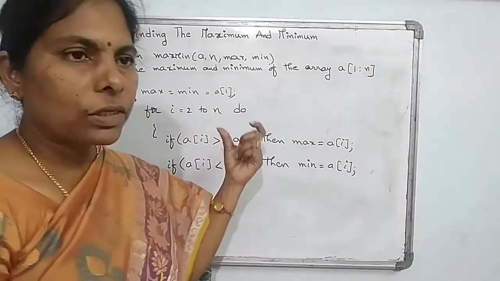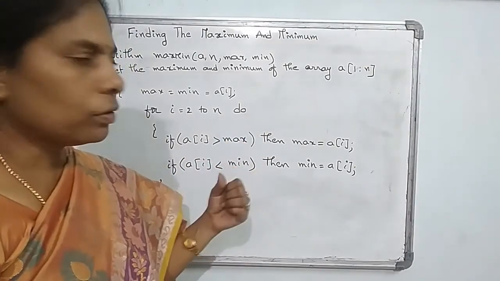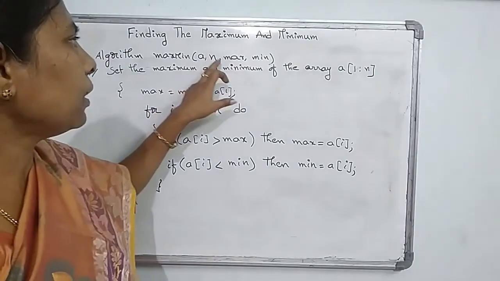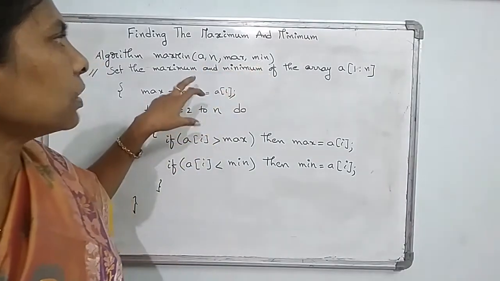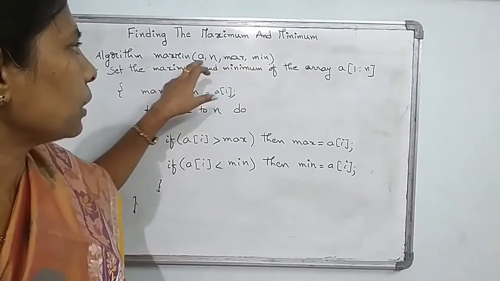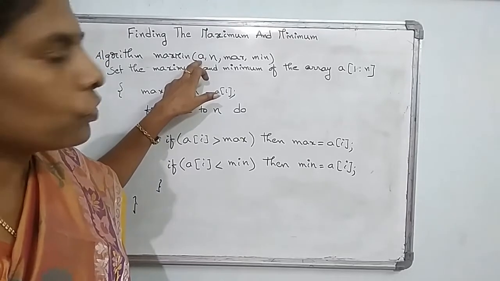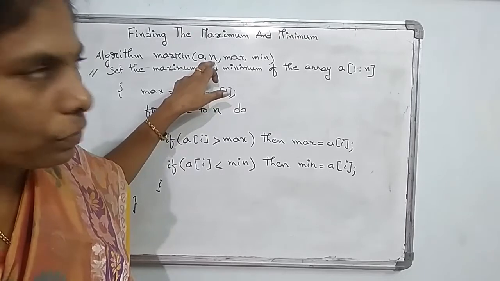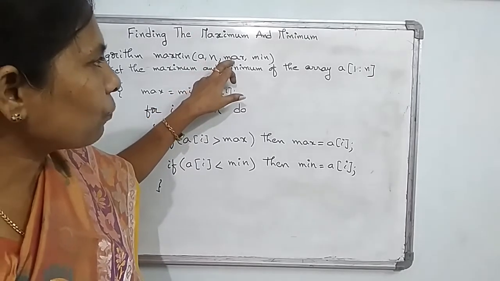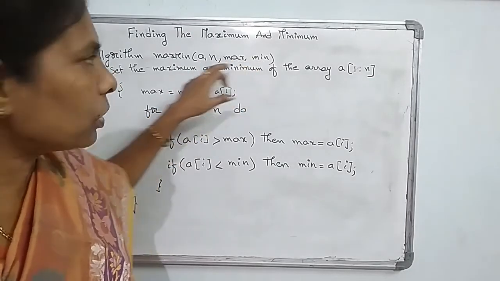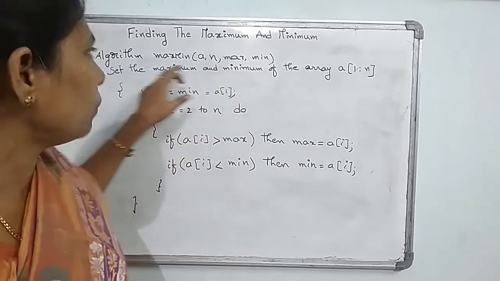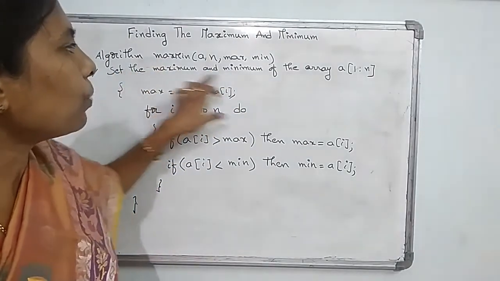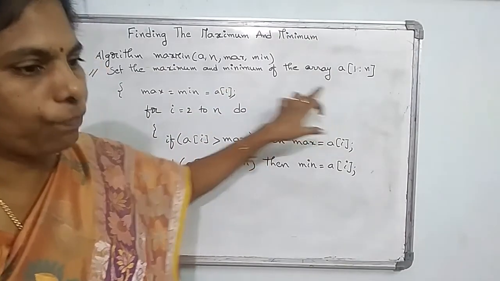Okay, now we will discuss the algorithm for finding the maximum and minimum element. The algorithm is MaxMin(A, n, max, min). A represents the array of elements, n represents the number of elements, and then the maximum value and the minimum value. We pass these 4 parameters to the function MaxMin, and using that you get the maximum and minimum of the given array.